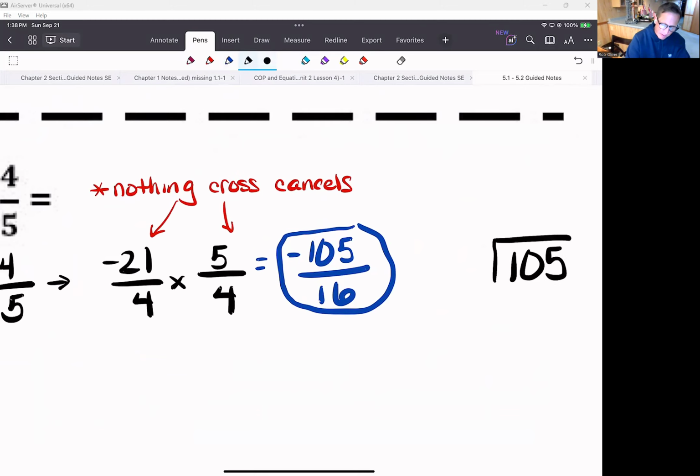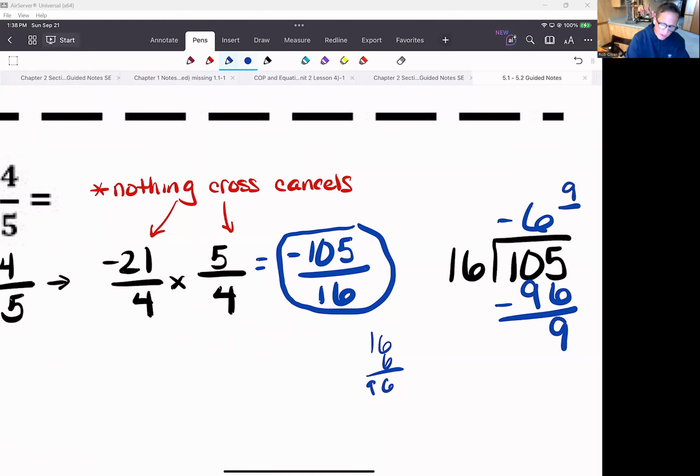So 105 divided by 16. I know it's negative, but I'm just going to put a negative up in the quotient. 16 times 6 is 96. So I'm going to put a 6 up in the quotient and put 96 here. When you subtract, you get 9. So 6 and 9, or negative 6 and 9/16, if you wrote it as a mixed number.